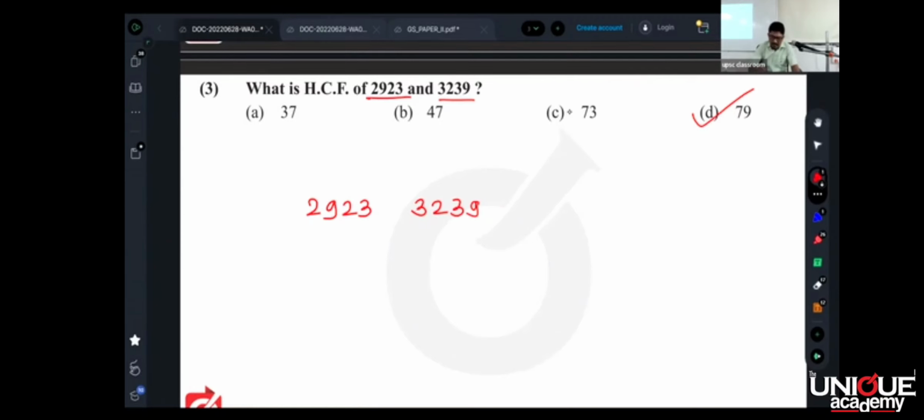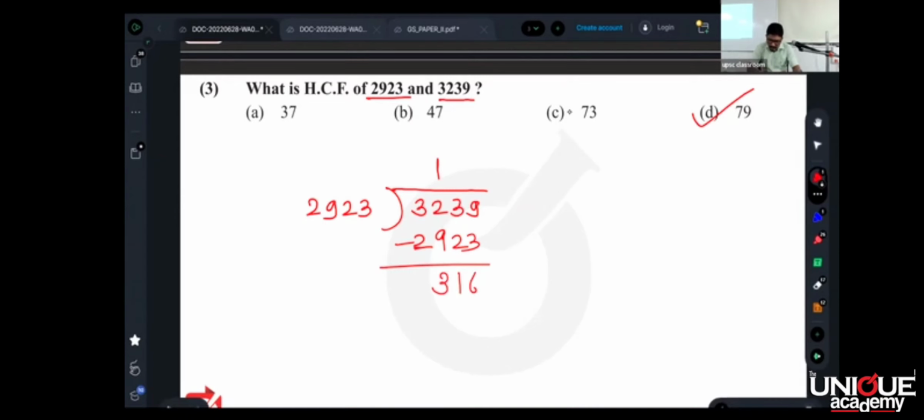So in the book it will be explained like this only. By the continued division method, we have to find the HCF. So dividing the greater number by the smaller number, of these 2, the greater number is 3239, the smaller number is 2923, right? Just by looking at these, we can get that the quotient can be 1 only, right? So minus 2923. Here, subtracting 2923 from 3239, we get the remainder as 316. As all of you know, 316 is the remainder by which we have to divide the divisor, that is 2923.